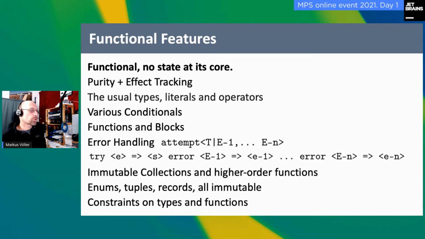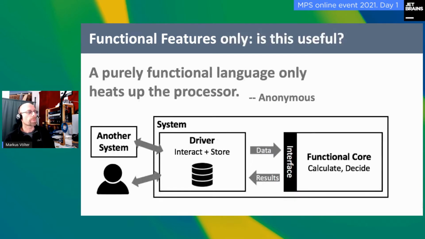It has the usual conditionals, if, and the equivalent of the multi-case switch. It has functions, it has blocks, it has error handling in a way that is similar to exceptions, but without the long jump. So it's basically encoding errors into types. It has, as I said, immutable collections and higher order functions. And an interesting feature is that it has constraints on all the types and functions. You can have pre and post conditions. You can have invariants on records, and add some additional declarative semantics to your functional code.